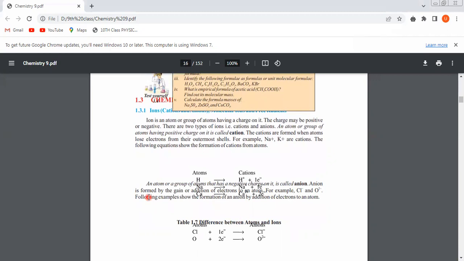An atom or a group of atoms that has a negative charge on it is called an anion. An anion is formed by the gain or addition of an electron to an atom. For example, Cl- and O2-. The following examples show the formation of an ion by addition of an electron to an atom.